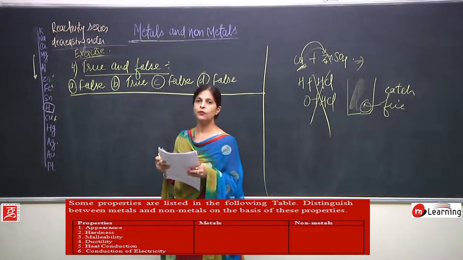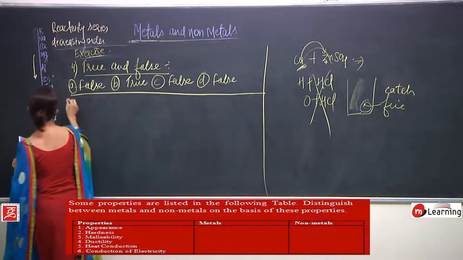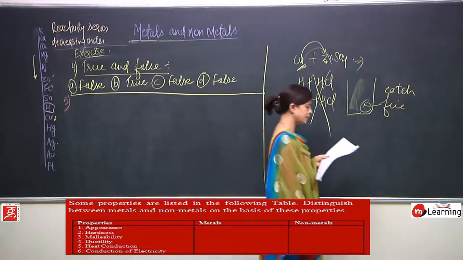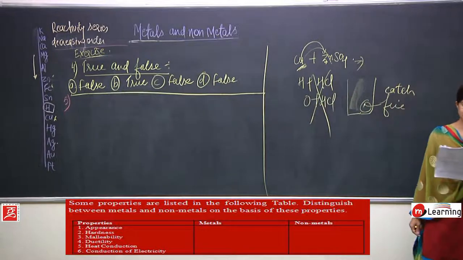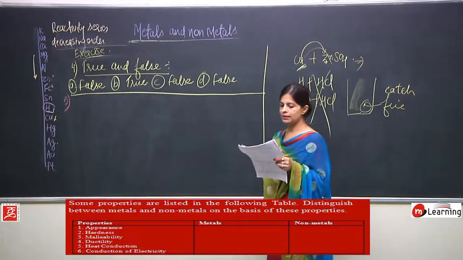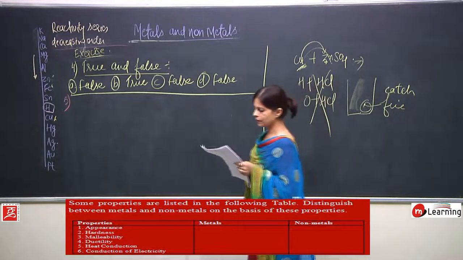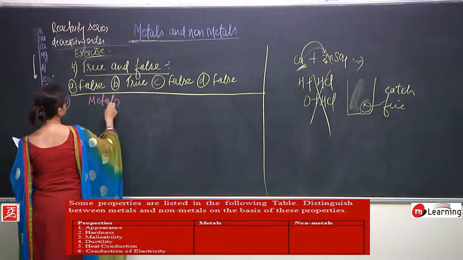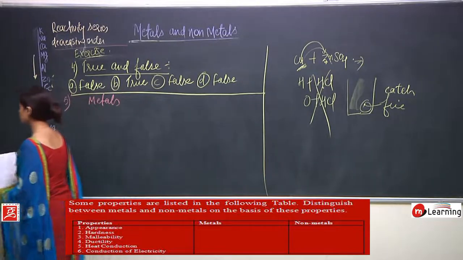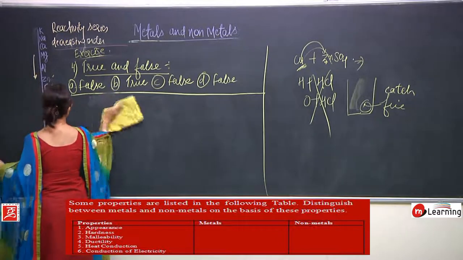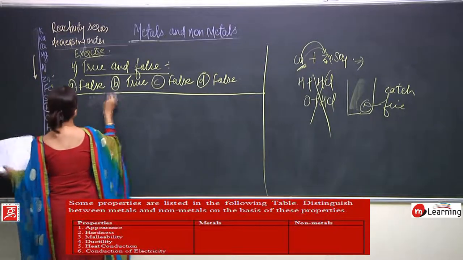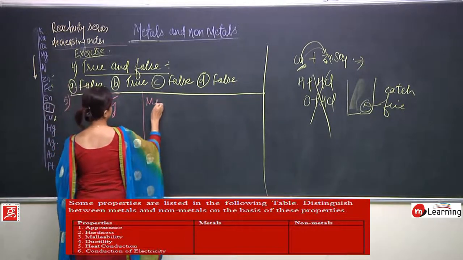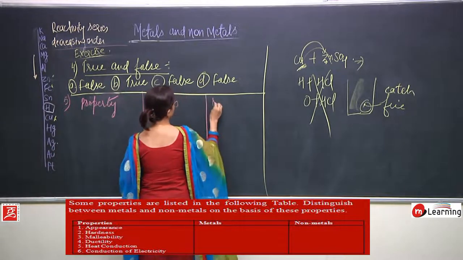Now I will move to the fifth one. One box is given. Let's see what is there in the box. Some properties are listed in the following table. Distinguish between metals and non-metals on the basis of these properties. Fine, okay. So they are talking about the properties. I'll make columns: property, metals, and non-metals.